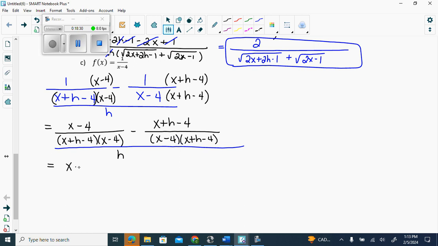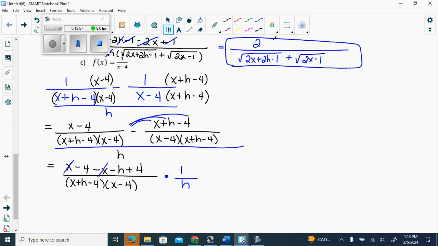So we get x minus 4, and then we have to remember to just subtract them all. Minus x minus h plus 4 all over x plus h minus 4 times x minus 4. And instead of writing divided by h to the side, what could we do? Dividing by h is the same as multiplying by the reciprocal, yeah, 1 over h.